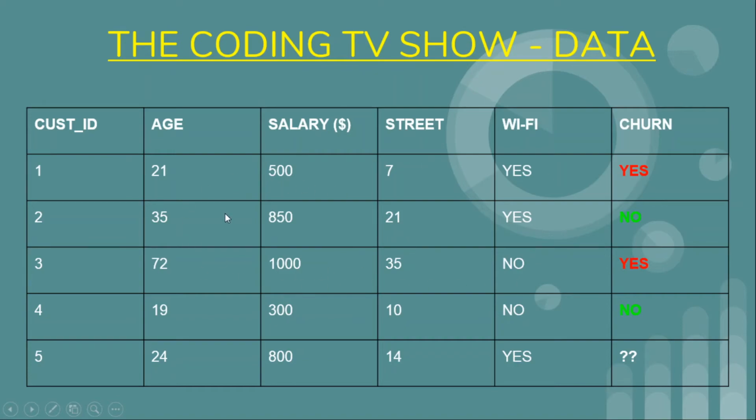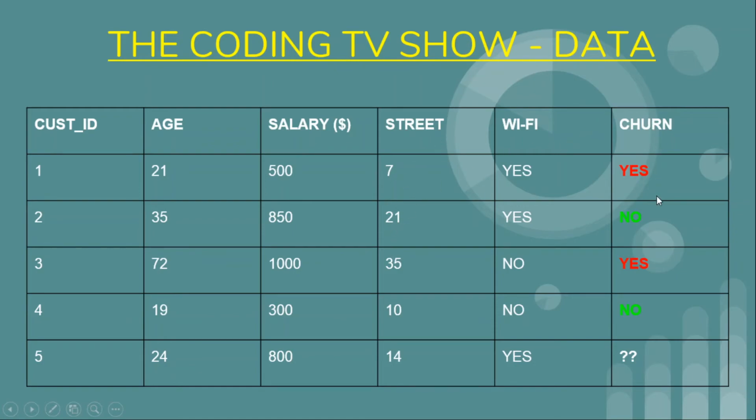Maybe people from different streets prefer the coding TV show and people from other streets do not prefer the coding TV show. And maybe Wi-Fi is a huge factor in determining whether or not a customer will watch the coding TV show. The good thing with machine learning is that we do not have to work with only these 4 customer IDs. In fact, for a real company, they might have data for 1,000 or 1,000,000 customers.